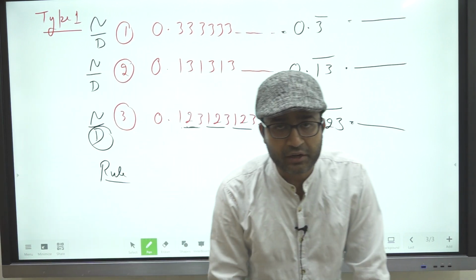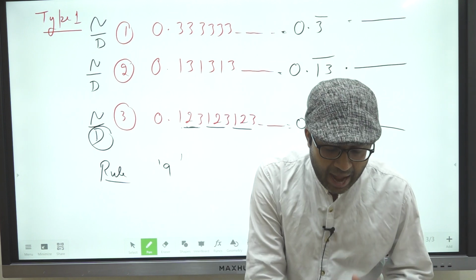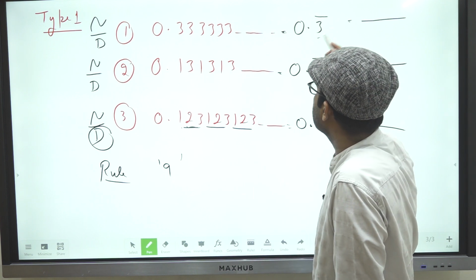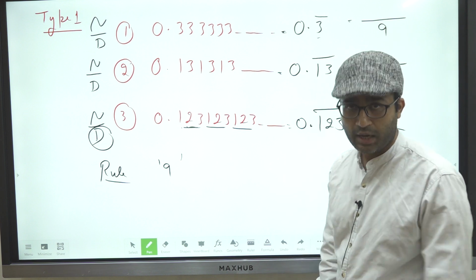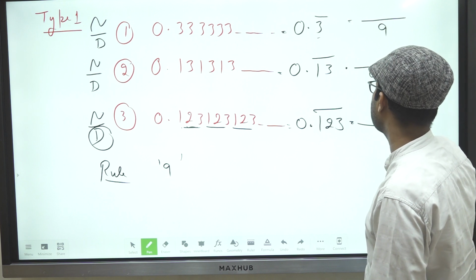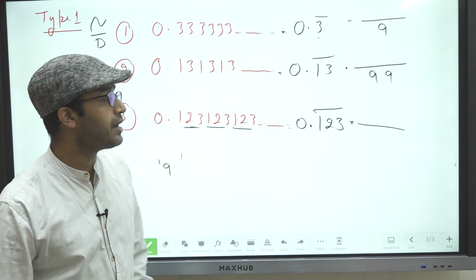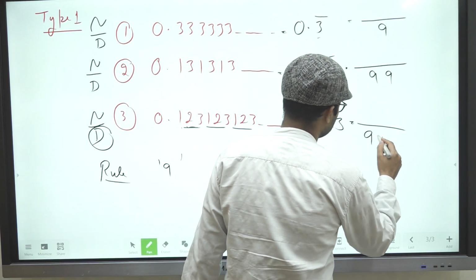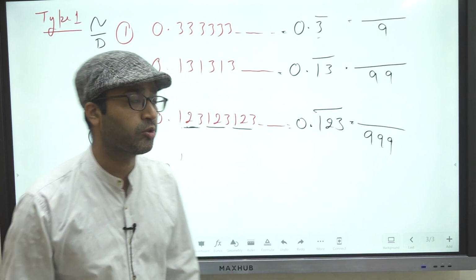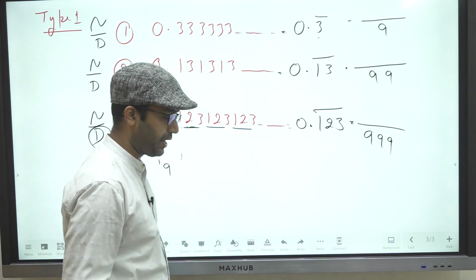In our denominator we have as many 9 as many digits under the bar. See, there is 1 digit, so we have 1 nine. I repeat, second question, there are 2 digits, so we have double 9. And the third question, there are 3 digits under the bar, so we have triple 9. So there is 1 digit, so 1 nine, 2 digits 2 nines, 3 digits triple 9.